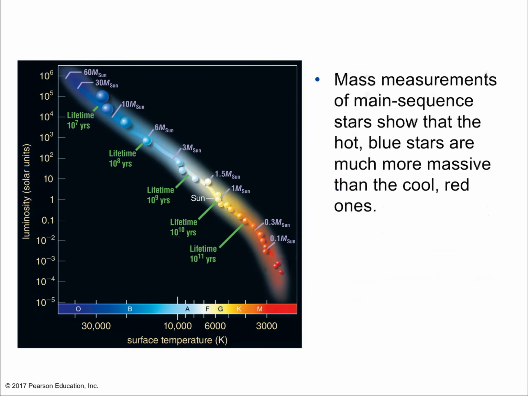Mass measurements of main sequence stars show that the hot blue stars are much more massive than the cool red stars. So that's the trend, right? It's not linear, but it's kind of linear-ish. So it's a weird curve based on all these complicated physical processes that are occurring.